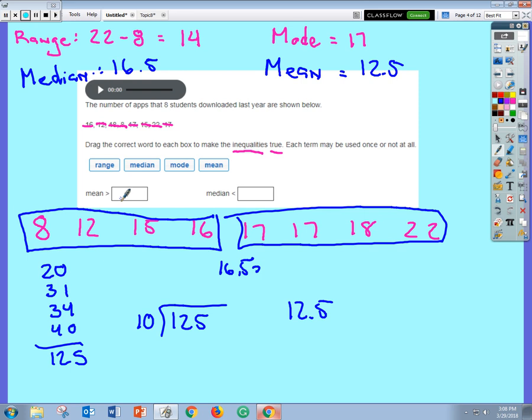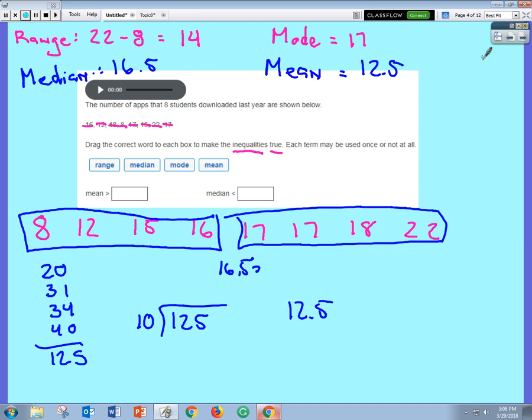Let's go back and see what I did wrong. Do I have all the values? Let's just double check my 22 minus 8. That becomes the 12 like we said. 12 minus 8 is 4. That's 14. Check with that. My mode is 17. Check with that. The median I said was 16 and a half. 16 and a half. Let's take a look here.